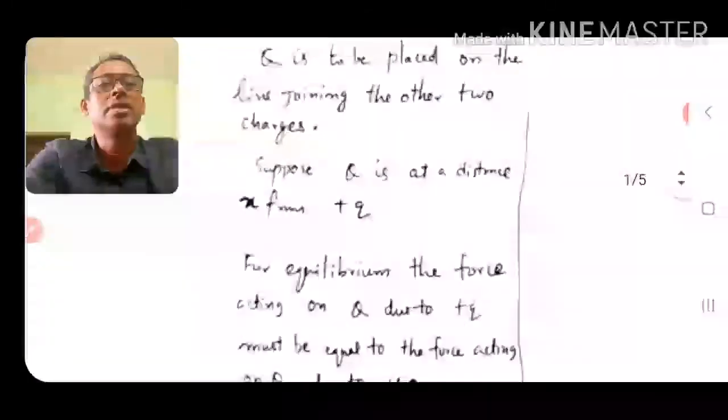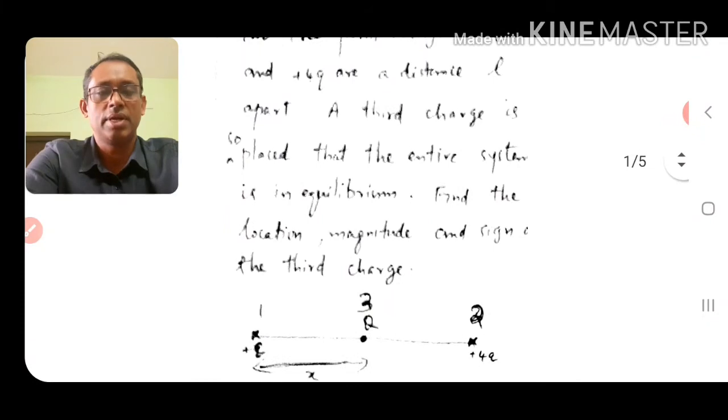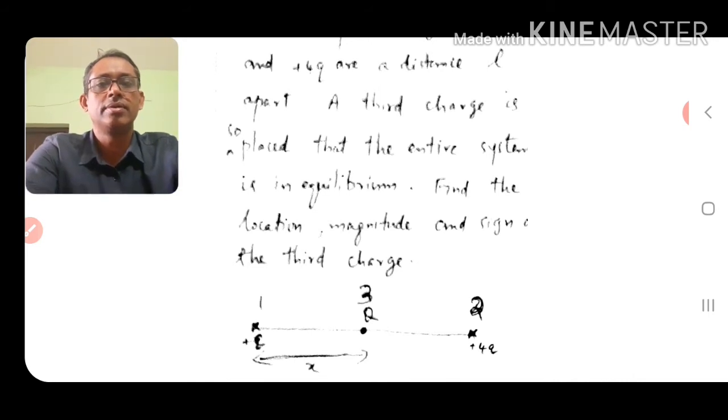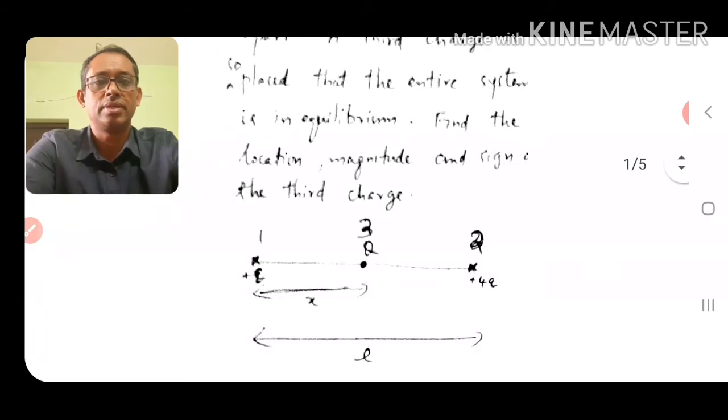Now in the second part, we have to see the magnitude and sign of the third charge. The magnitude and sign of the third charge has to be found out. So what will it be? The magnitude and sign of the third charge.